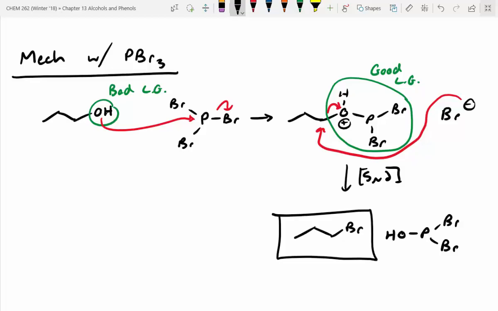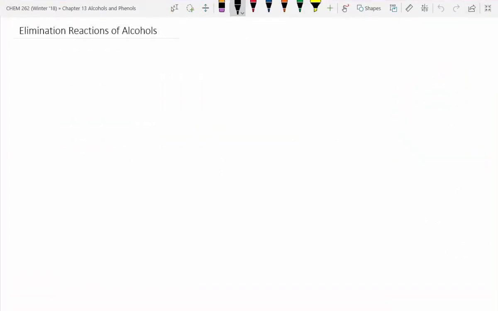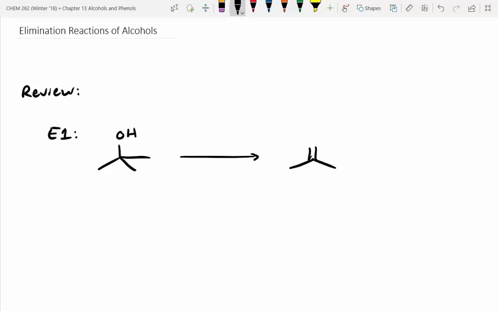Let's take a look at elimination super briefly. This is going to be a quick review. So let's take a look at E1 chemistry with alcohols. Let's say I want to go from this tertiary alcohol to this alkene. What reagents would I need to do an E1 elimination? Sulfuric acid. Yeah, catalytic acid.